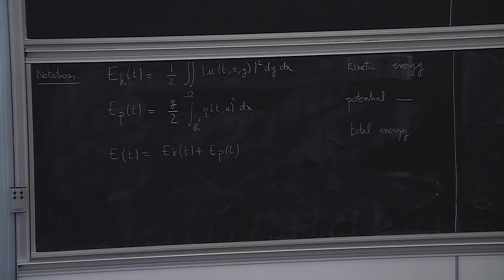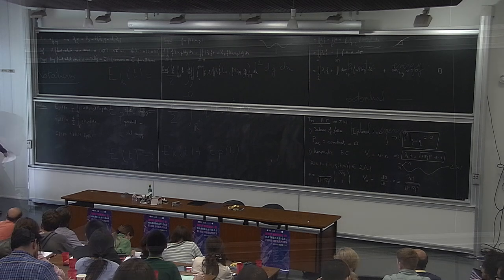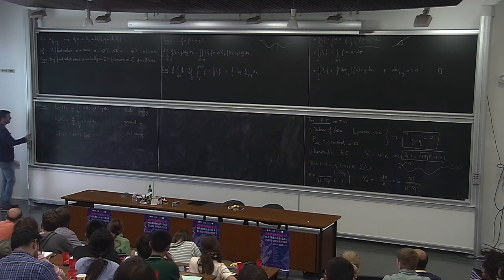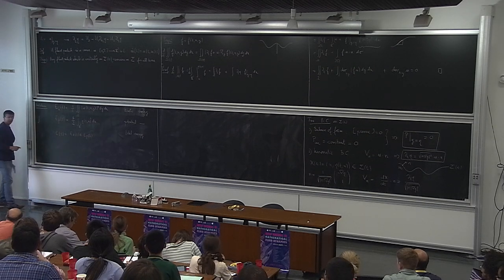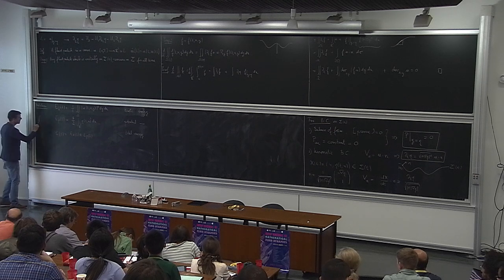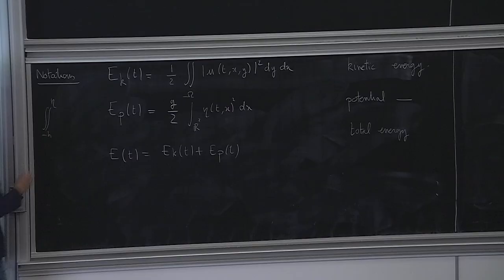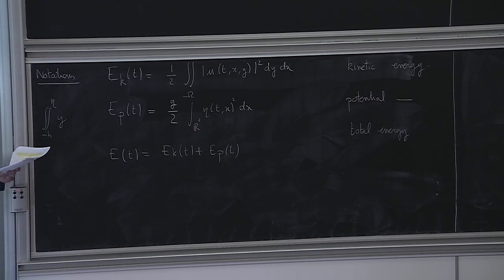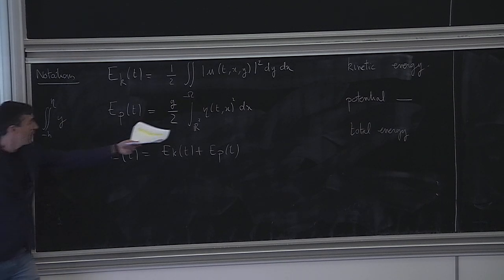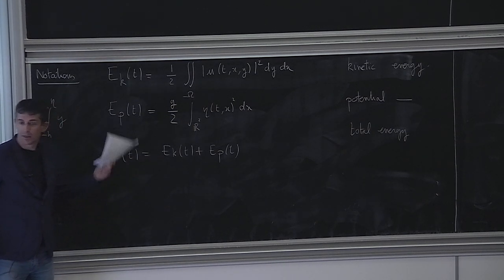Why the square of eta in the potential energy? Because you have to integrate. It's a domain with infinite depth. But let's say you are integrating on a domain with finite depth. Then you will integrate from minus h to eta of y, and you get eta squared. In infinite depth, you cannot integrate.